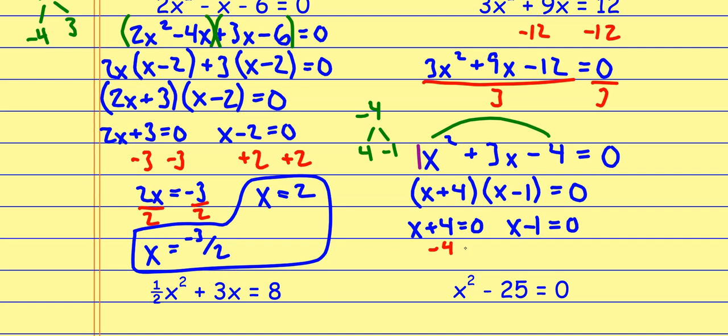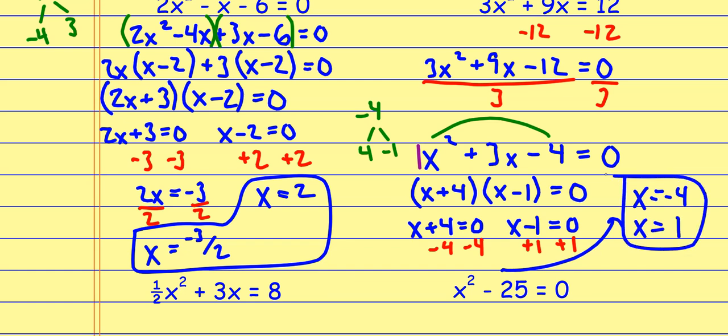And so here I subtract the 4 from each side. Over here I'm going to add the 1 to each side. Oh, and I ran out of space, so let me write my answers up here. So x equals -4 and x equals +1. Okay? But again, if you don't see the greatest common factor, that's okay now.